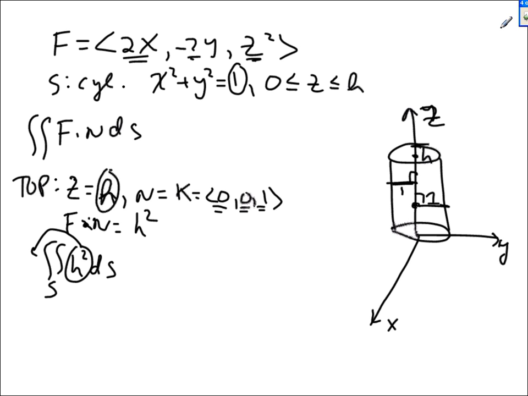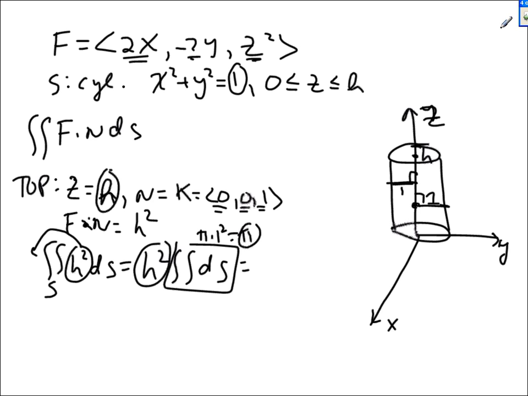But h squared is just a constant, which I want to bring in front. See if I can live up to that. Now here, this is just the area. It's the area of a circle of radius 1. This is pi times 1 squared, which is pi. So it's h squared times pi, or pi h squared.